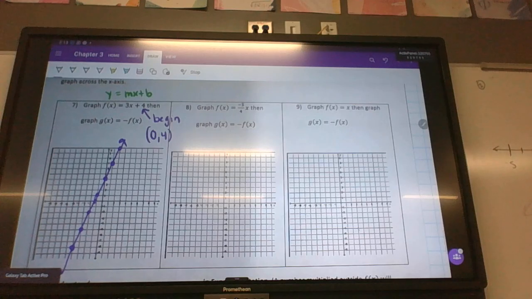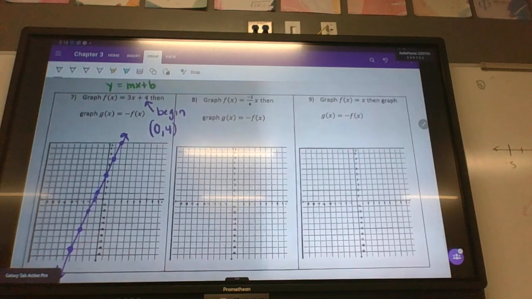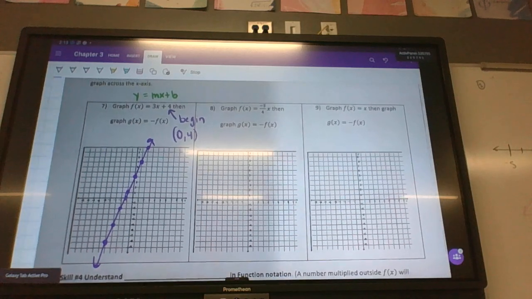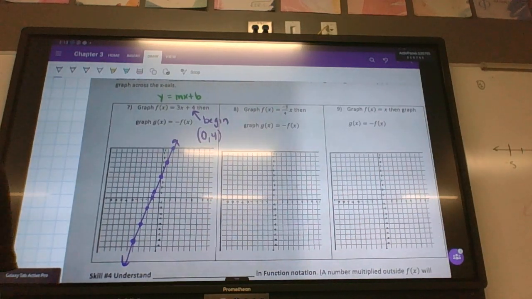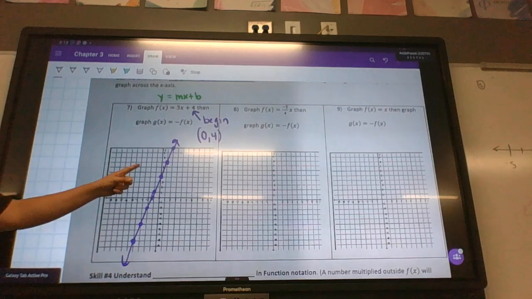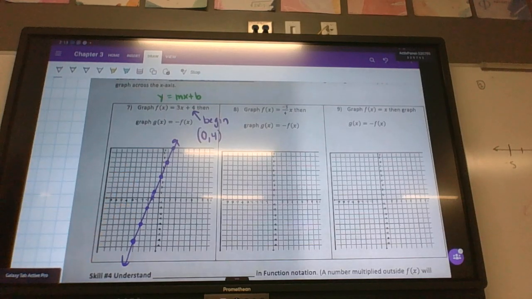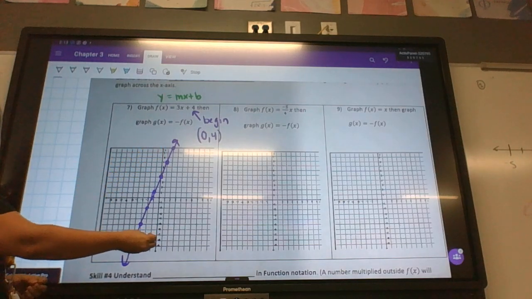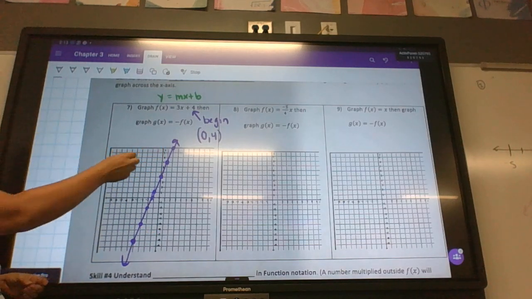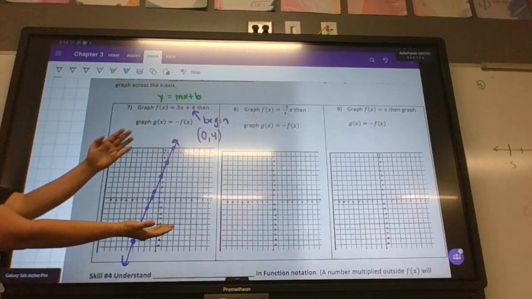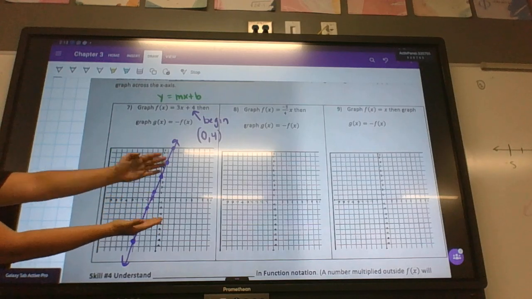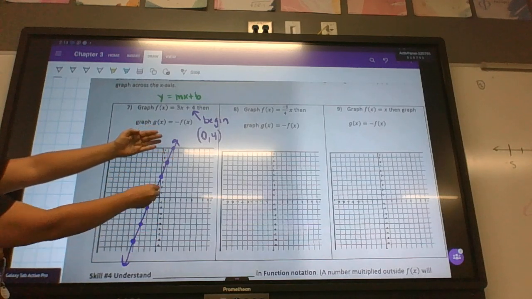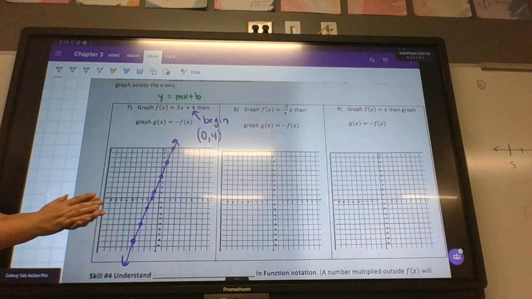Alright, everybody has had time to graph f of x. So how do I do this? What do I do with this negative sign? How do I reflect it? You make it go the other way. You can try counting and actually flipping across the x-axis. Some people visually can do that. They can pretend to fold the paper in half. Where would the points end up if you folded it?